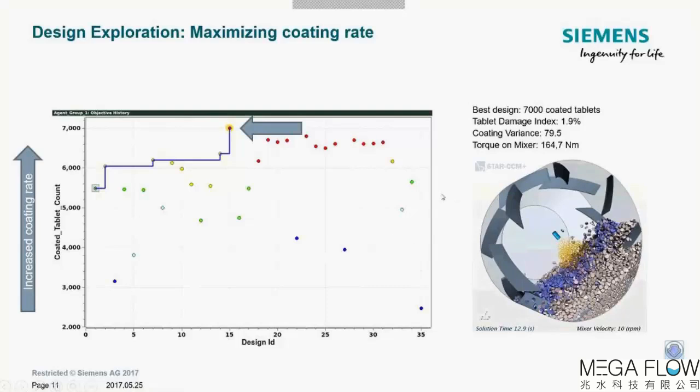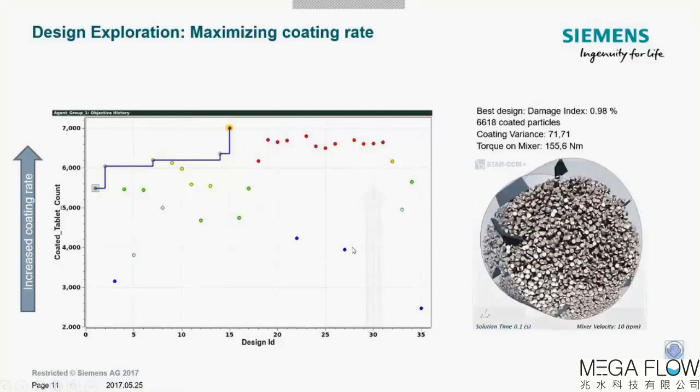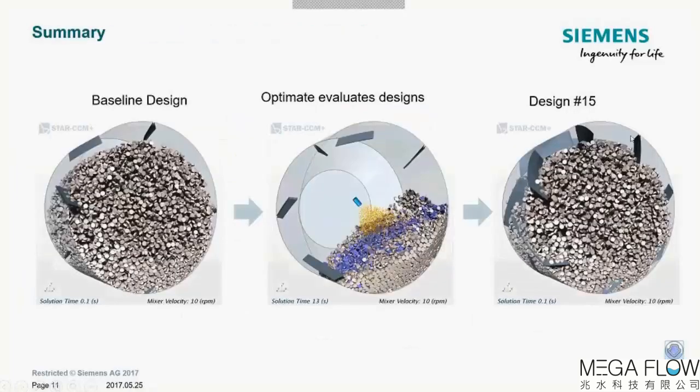But it also gives you the family of good performance designs. For example, if you look at design number 30 here, it gives quite a high coating rate, still close to 7,000 coated particles in the first 2 revolutions, but the number of damaged particles is much less. It's actually the smallest damage index. So you might want to consider that design as the best one in your simulations.